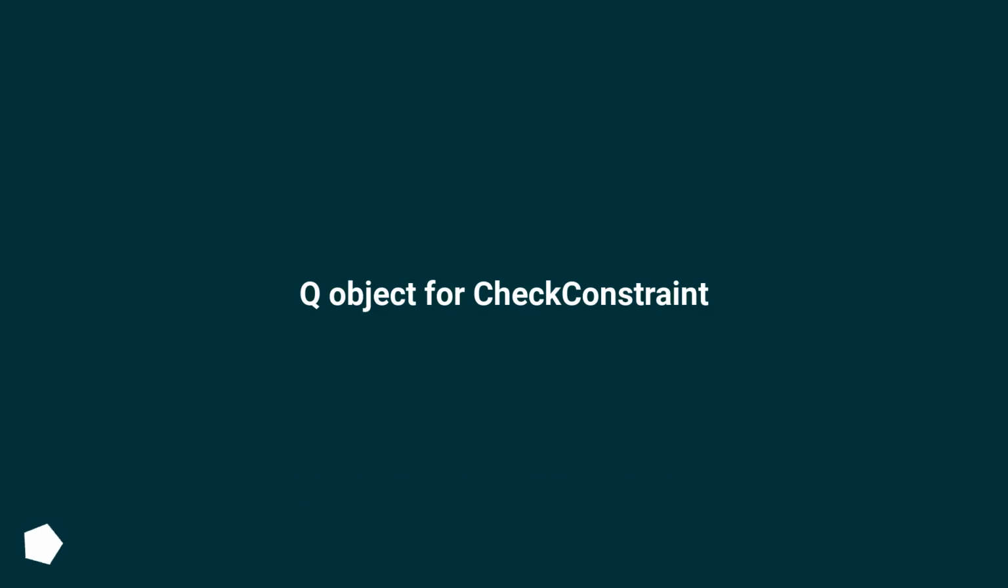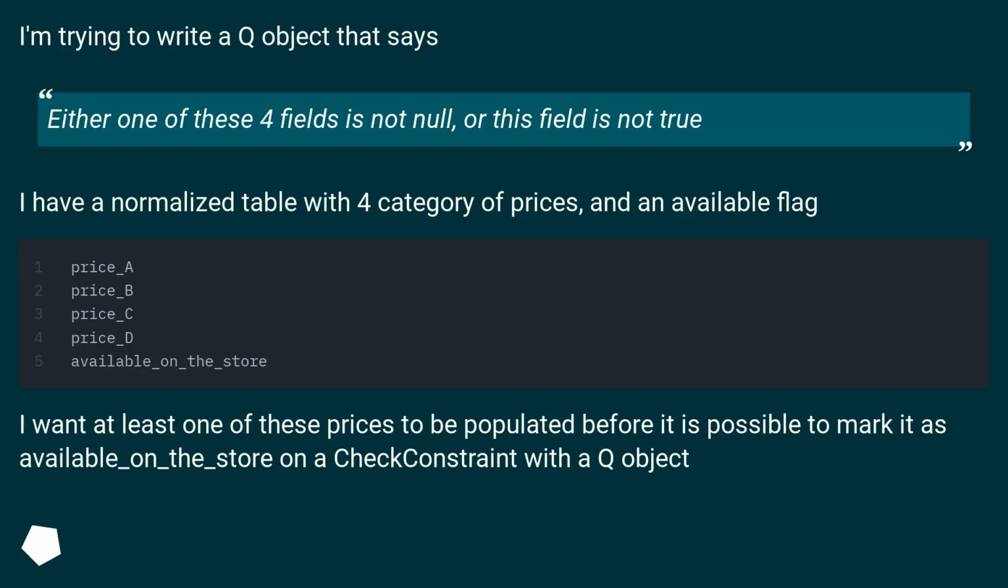Q object for CheckConstraint. I'm trying to write a Q object that says either one of these four fields is not null, or this field is not true. I have a normalized table with 4 categories of prices, and an available flag.